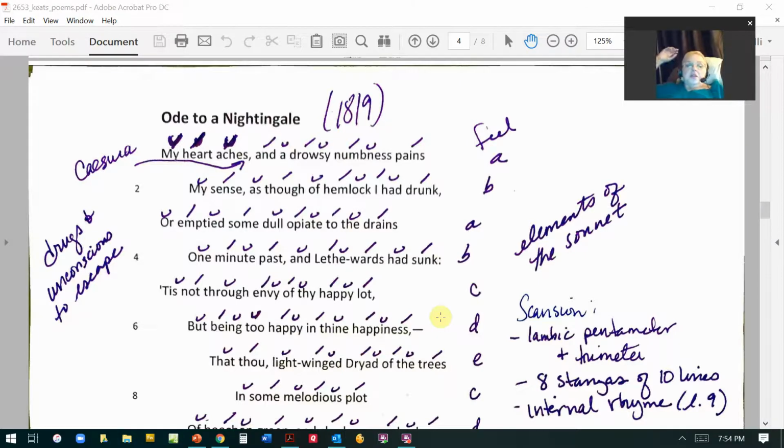My heart aches, and a drowsy numbness pains my sense, as though of hemlock I had drunk, or emptied some dull opiate to the drains one minute past, and Lethe-wards had sunk.